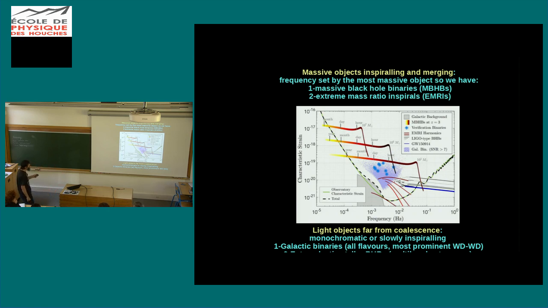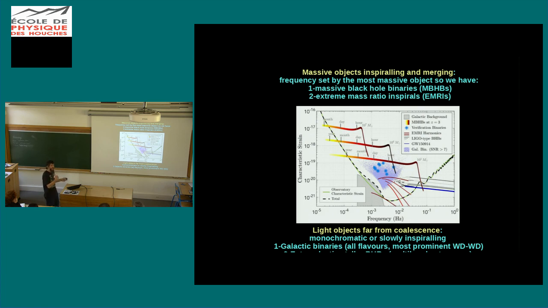So we have massive objects that are inspiraling and merging, okay? The frequency is essentially set by the most massive object, and here we have supermassive black hole binaries and extreme mass ratio inspirals in this family. These are sources that are, in general, not persistent, okay? The supermassive black hole binary enters the band at some point, it evolves and it merges, okay?